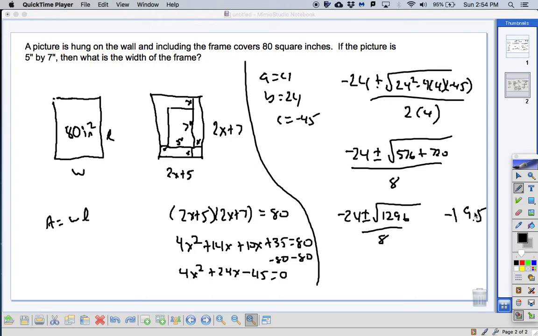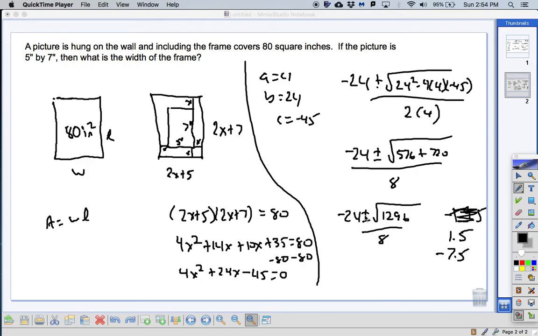So minus 24 plus the square root of 1296 divided by 8 is, okay, that's what my mistake was. This is 1.5. And if you make it negative, you get negative 7.5. That makes more sense.